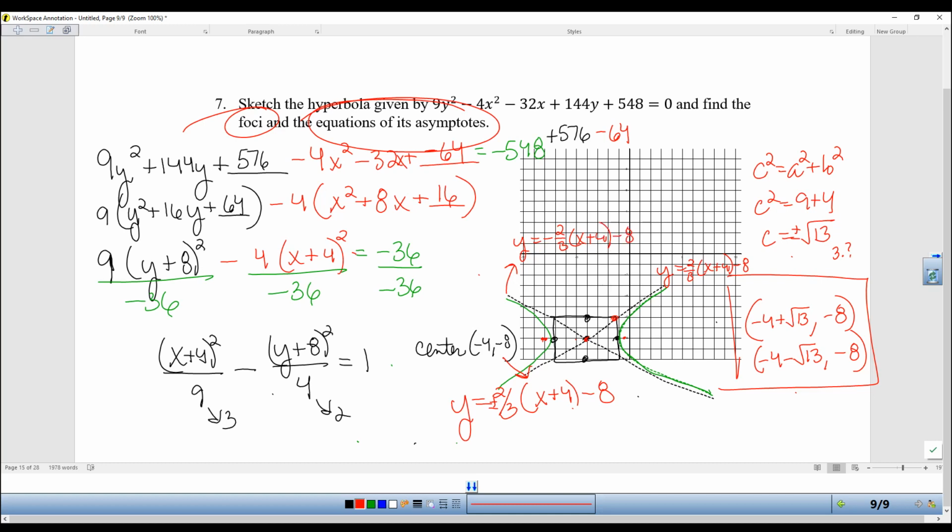All right, that was not only the end of 10.4, but that was the end of our study of conics.